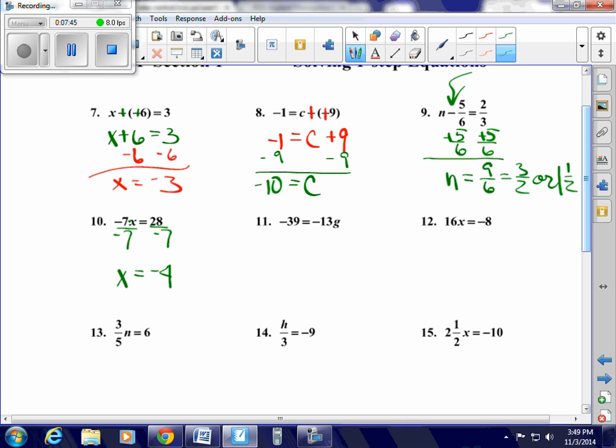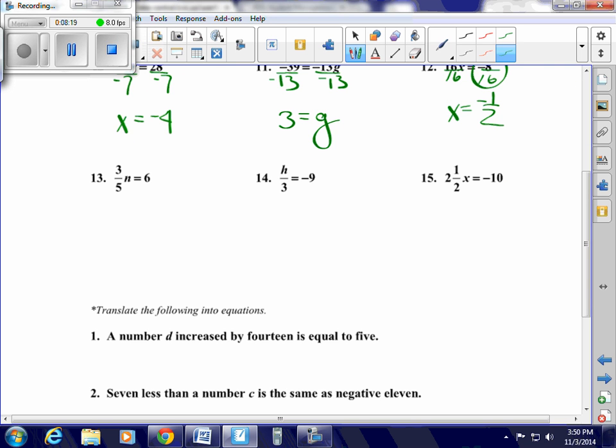In number 11, we're canceling out times here. Negative 13 times g. How do you cancel times? Well, divide. So you're going to divide both sides by negative 13. 3 is equal to g. Number 12, you're going to divide both sides by 16. Whatever the number is that's with the variable, that's the number you want to cancel. Think about what you have here. This is negative 8 over 16. It's not negative 2. Reduce this fraction, negative 1/2.